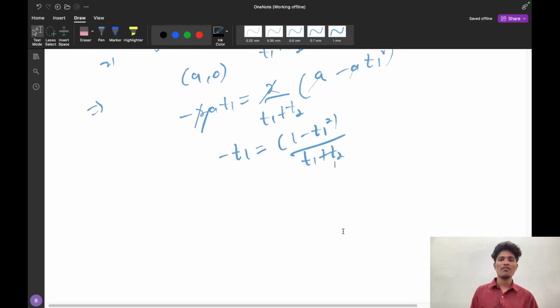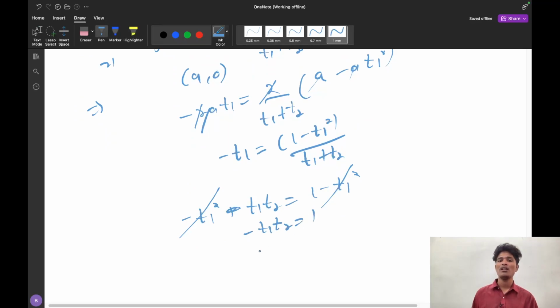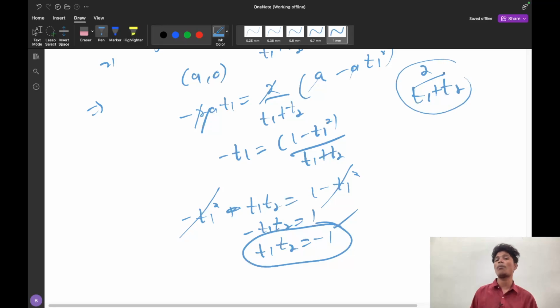So when I multiply it, I will get minus t1 square minus t1 t2 is equal to 1 minus t1 square. So 1 minus t1 square on both sides will get cancelled. Minus t1 t2 is equal to 1. So t1 t2 is equal to minus 1. Like this you have to solve. The slope which we found initially, that is 2 divided by t1 plus t2, is the slope of the chord. That slope of the chord can again be used to find the relation between t1 and t2, which now become the parameters of the focal chord. Because this is a chord, now we discuss the relation of the focal chord.